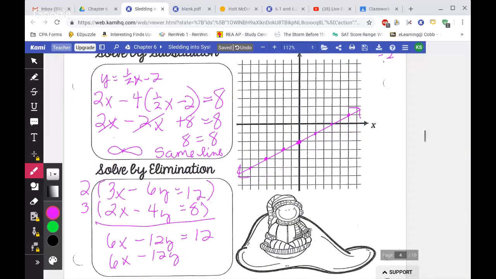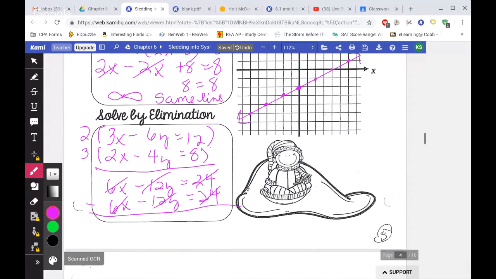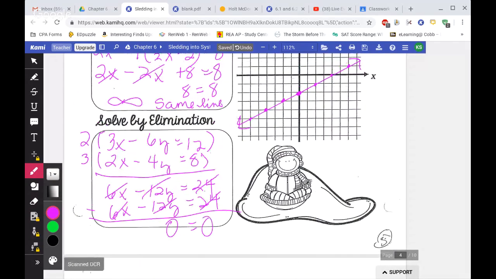And 3, I did that wrong. 2 times 12 is 24. And 3 times 8 is 24. I knew I did something wrong. So now we're going to subtract both, and you can see that they all eliminate, and you get 0 equals 0. So that's an infinite number of solutions because that's a true statement. So same line.